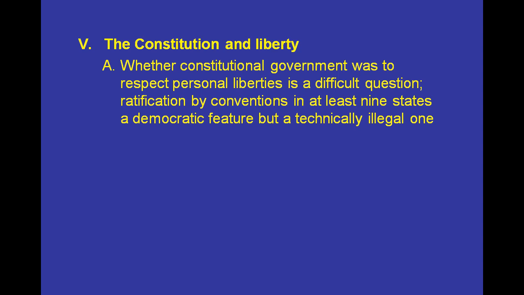How constitutional governments respect personal liberties is a difficult question. Ratification by conventions in at least nine states was a democratic feature, but technically an illegal one, since all 13 states were not represented at the convention.